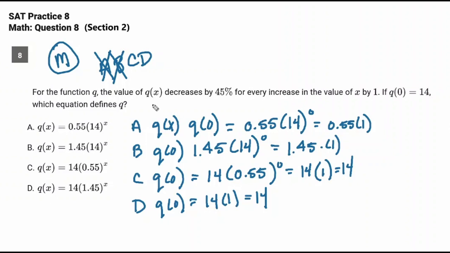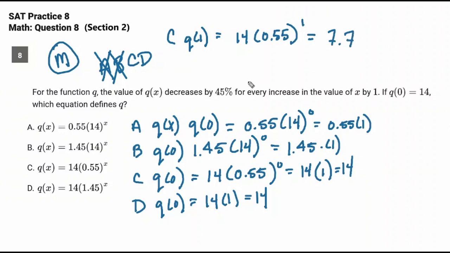What's the next step? It says q of x decreases by 45% when I increase x by 1. Well, q of 0, what do you think increasing x by 1 is? I'm going to do q of 1. And I'm just going to repeat it for C. So what is it? 14 times 0.55 to the what? Follow the directions. 1. So that's 14 times 0.55. Use your calculator. You get 7.7.